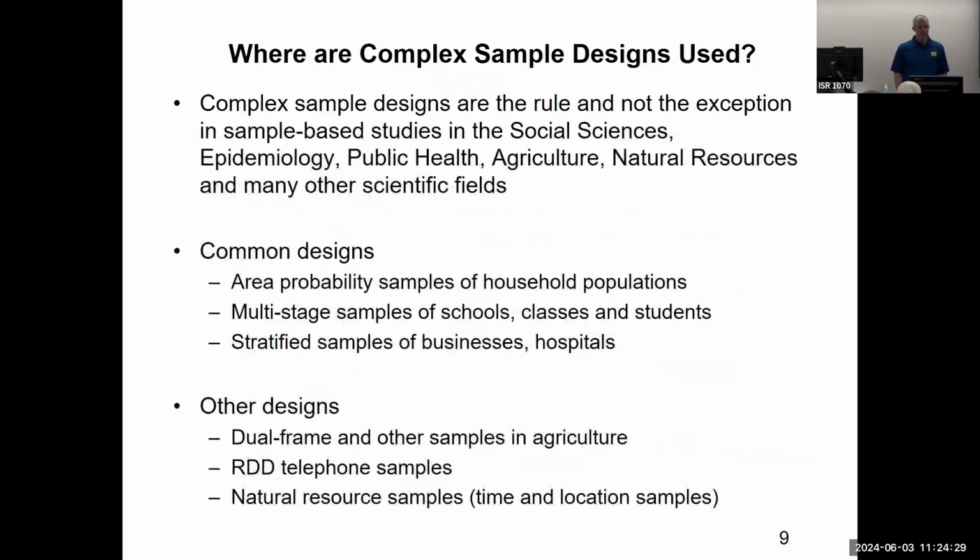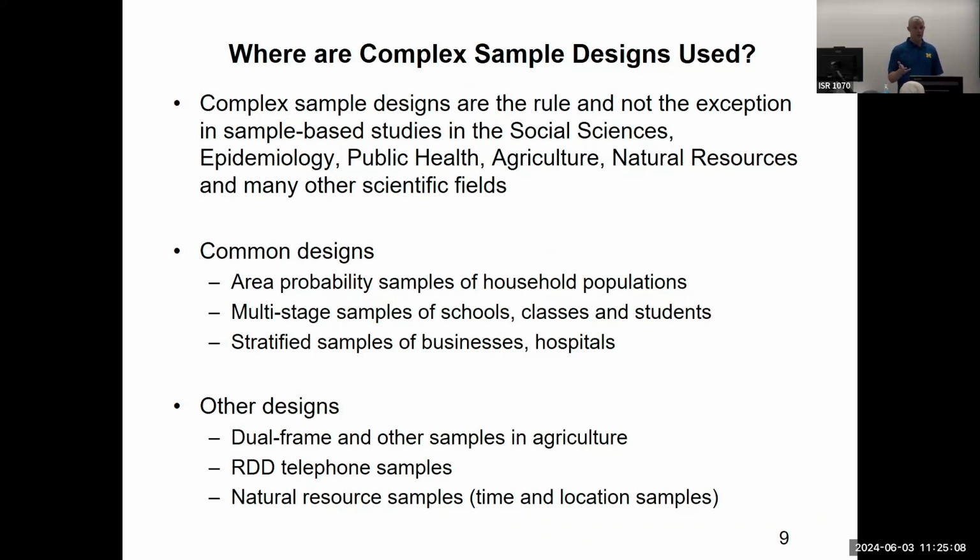Where are these kinds of complex probability sample designs used? They're really the rule and not the exception in a number of different fields that use sampling: the social sciences, epidemiology, public health, political science, agriculture, natural resources. Any of these fields that do any kind of work based on samples are going to tend to use complex probability samples. Simple random samples are very, very rare in actual research practice. For all the reasons I mentioned, complex probability samples are often used. Again, the rule, not the exception.